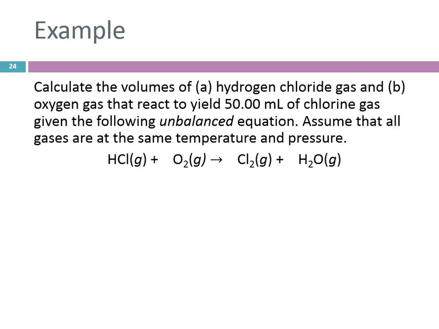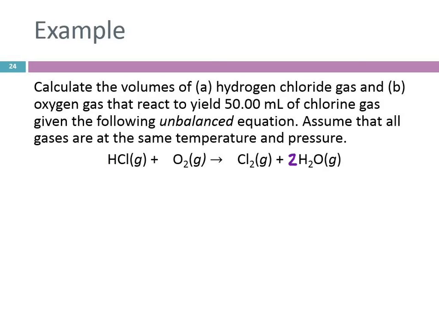Let's do this one. Calculate the volumes of hydrogen chloride gas and oxygen gas that react to yield 50 milliliters of chlorine gas. Given the following unbalanced equation, assume that all the gases are at the same temperature and pressure. Well, we've got to balance this again. Let's see. Hydrogen. One hydrogen, two hydrogens. I'll put a two here. Chlorine's next. Two chlorines, two chlorines. Good. Two oxygens, one oxygen. Not cool. Well, we can fix the oxygen, but what does that do to the hydrogen? Messes it up. So we fixed the oxygen, two oxygens, but we messed up the hydrogen, so we have to go back and fix it.